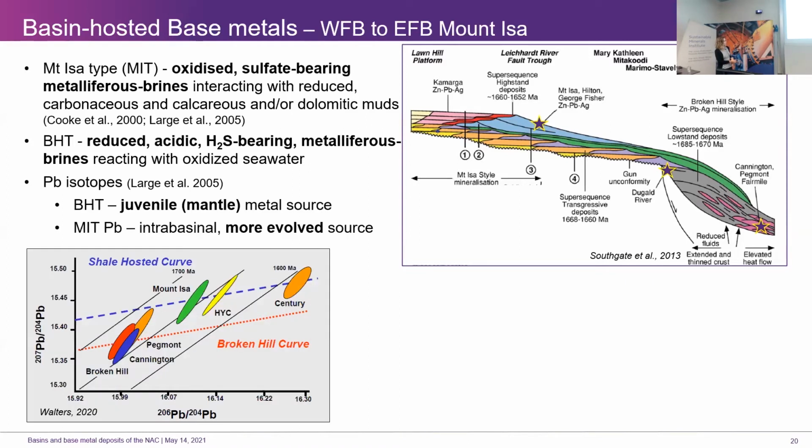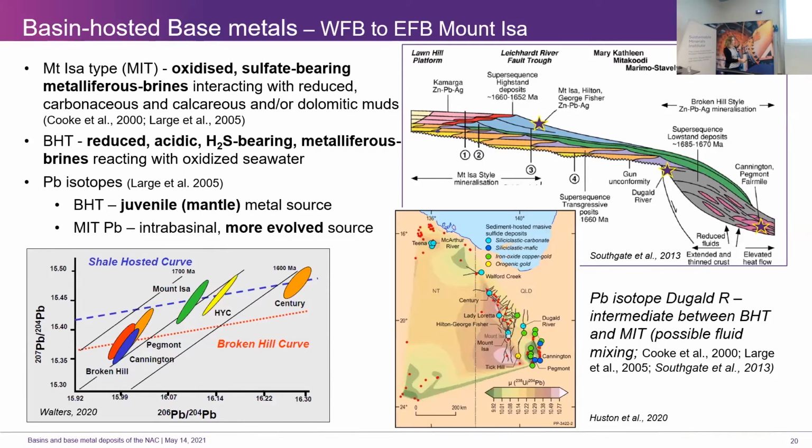And when we look at the lead isotopes, we see a distinct difference. Again, in the east, we have this juvenile signature to the lead isotope saying, okay, we've got that mantle input, and that relates to crustal thinning. Whereas at Mount Isa, we have a more evolved source, which means we're just recycling older crust.